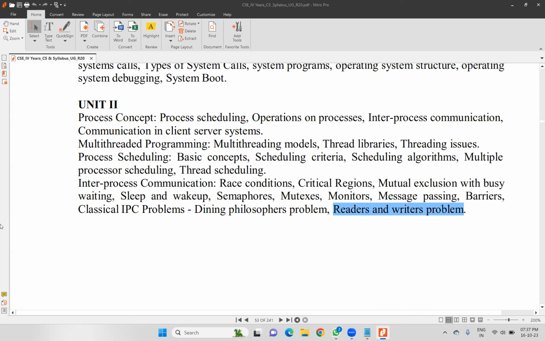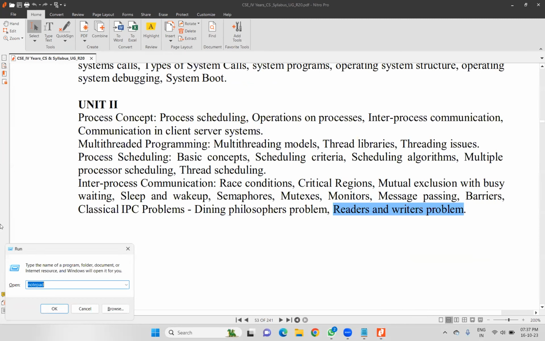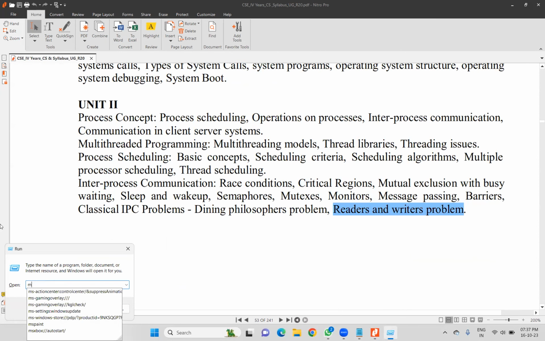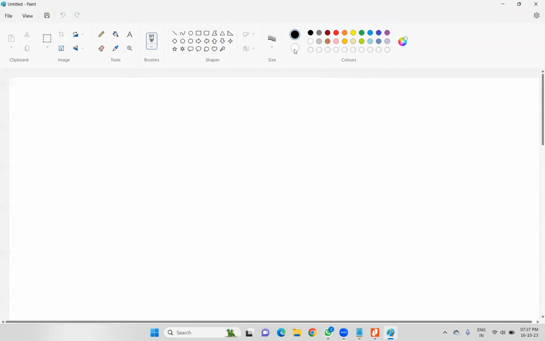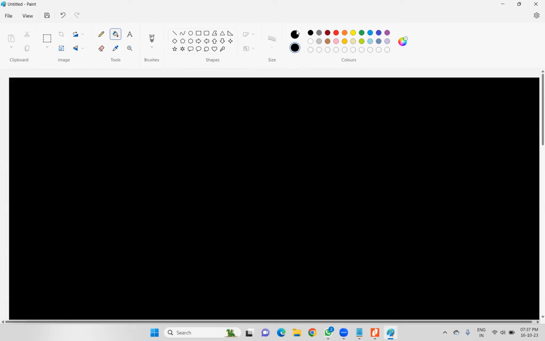So simply speaking, the readers and writers problem is a specific problem. What exactly is the problem? Normally, if you take any database activity or any other activity on a shared area or server sharing area, some processes are trying to perform read operations, and some processes might perform read and write operations.